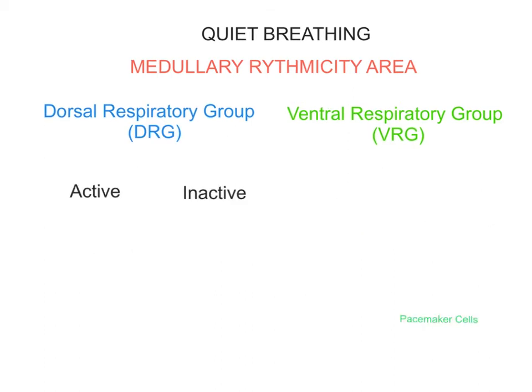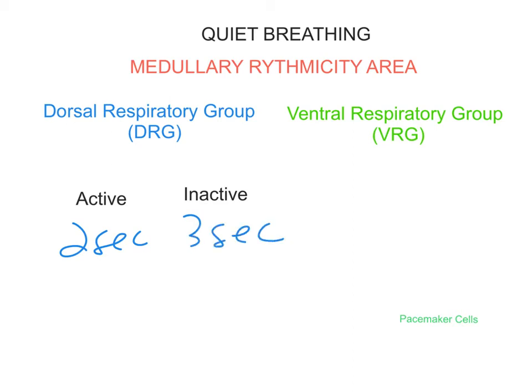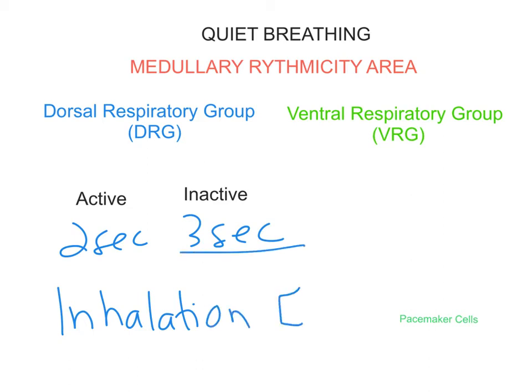Looking at quiet breathing now, the dorsal respiratory group is going to be active for about 2 seconds and inactive for about 3 seconds. Now let's just compare this activity to what is going on in the respiratory muscles. When the dorsal respiratory group is active, it is actively sending signals to the diaphragm and the external intercostals to contract. So when it is active, we are going to have inhalation. During the inactivity, the muscles will relax and we will have exhalation.